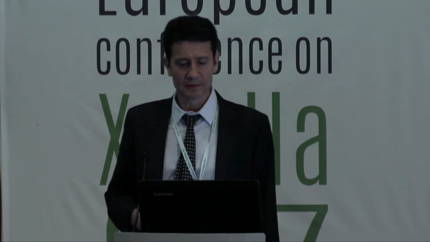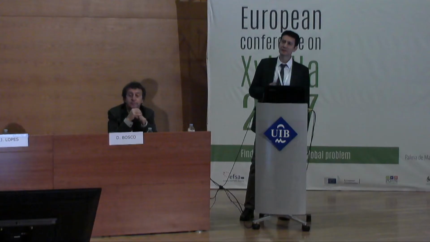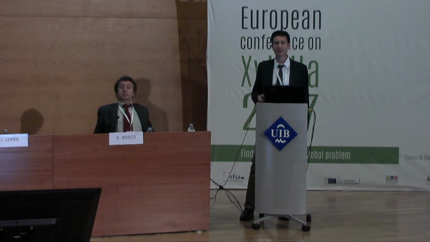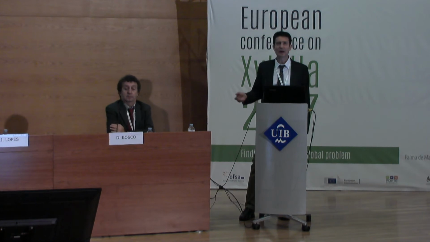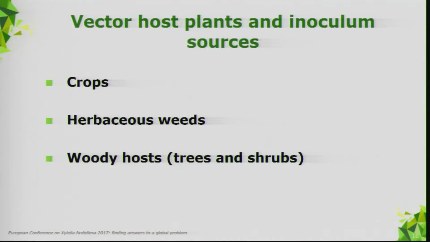Host plants. These vectors in citrus, for example, have as hosts the affected crops, herbaceous weeds that are commonly found in the ground vegetation, and also woody hosts, trees and shrubs that are found in the natural vegetation.